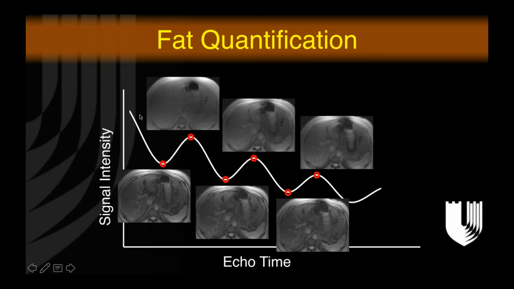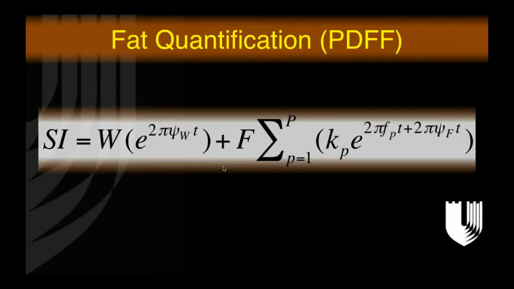This is very similar to the dual echo technique that we use in routine clinical imaging. And if you sample enough data points, you can actually calculate the characteristics of this curve. And one of those characteristics is the amount of fat relative to the amount of water, the so-called proton density fat fraction, or PDFF. The equation that describes this curve is actually quite complicated, and it's not one that we want to think about in too much detail.